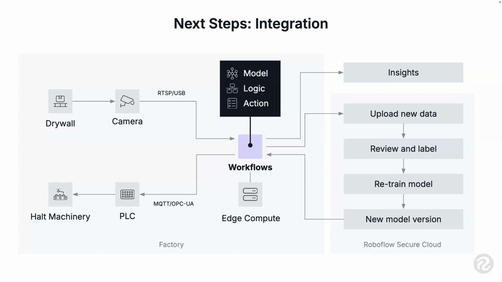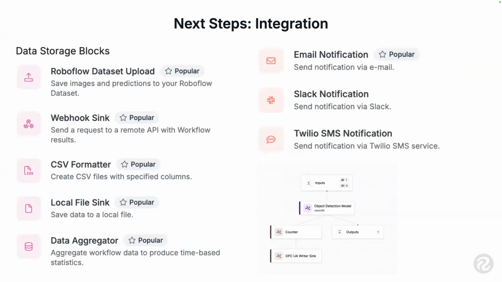And of note, we also have integrations with MQTT, OPC UA, and other protocols with which you may be familiar in industrial environments. So here's just a selection of those integrations. That active learning workflow is what we call our dataset upload block. You can also send data to webhooks, CSV, a local file. You can aggregate data. You can send notifications by email or SMS, or indeed down here in the bottom right, what we've got is our OPC UA block, which is exclusively for our enterprise customers, as well as our MQTT block, which allows you to send that data to another system.